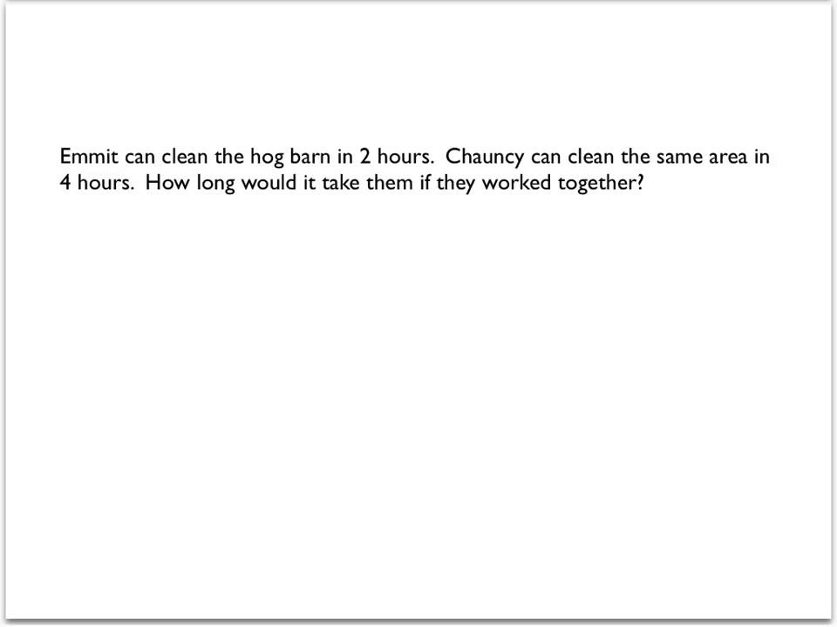Let's find out. Well, does it make sense that if Emmett can clean the hog barn in 2 hours, then if he has a certain amount of time, I can write the fraction of the job he'll get done as t over 2? Because if he works for 1 hour, that's 1/2. You'll get 1/2 of the job done. This is the fraction of the job that he's going to get done in 2 hours.